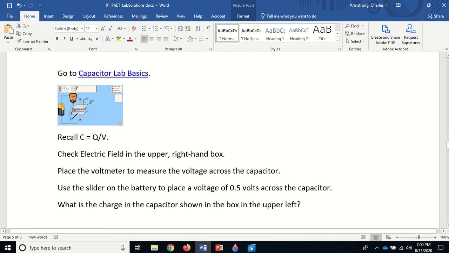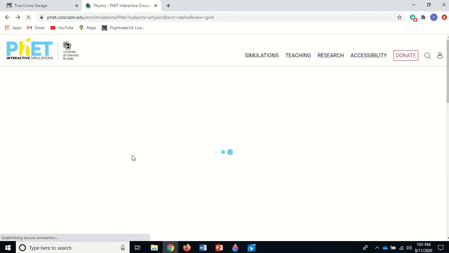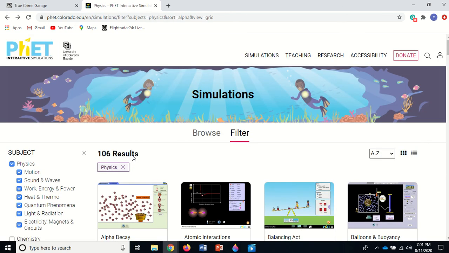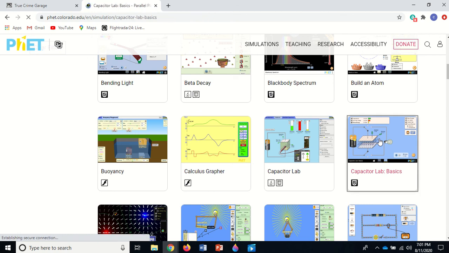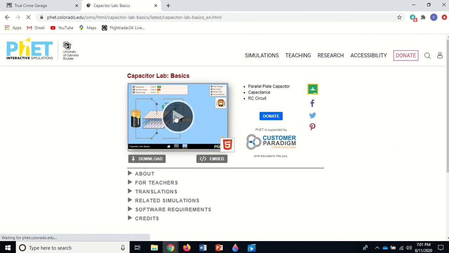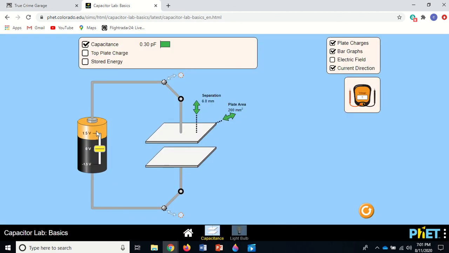Okay, so now we got Capacitors Basic Lab, and these should both take you to the Capacitor Basic Lab. So we come over here, we go back, back. So CAP is going to be up here. We don't want Capacitor Lab, we want Capacitor Lab Basics. Okay, so there's our capacitor.